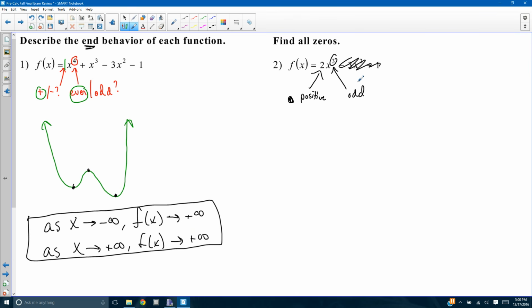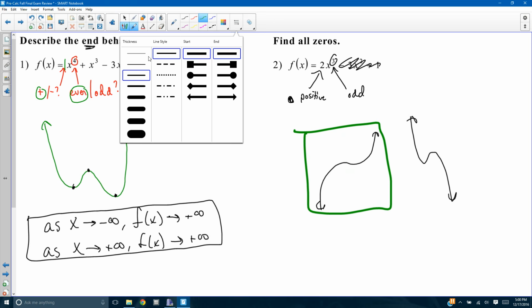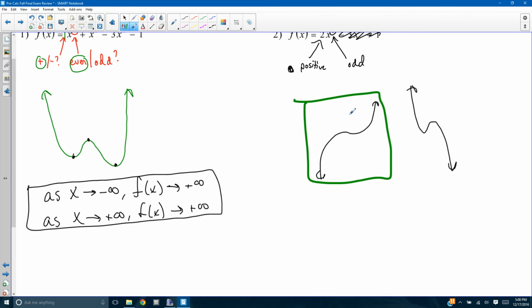An odd-powered function can either look like this or like this, okay? Starting from the bottom, finishing at the top, or starting from the top, finishing at the bottom. When positive, it will be this one right here. So as x goes forever in the left direction there, your function will be decreasing, and as it goes to the right, it will be increasing.